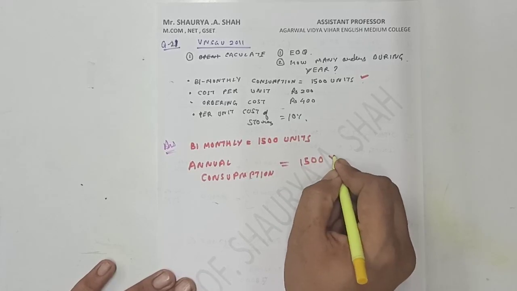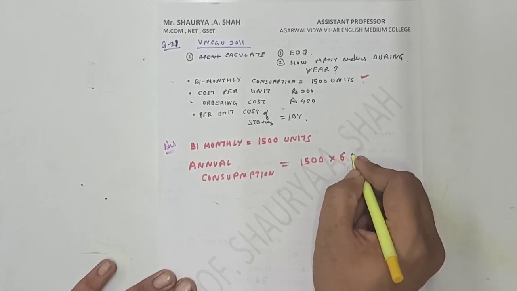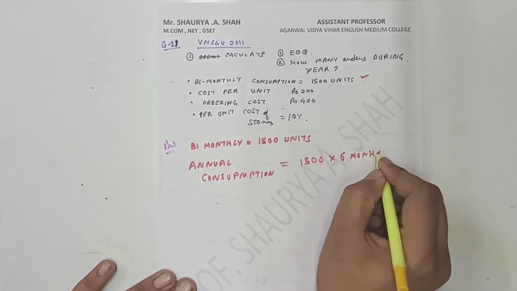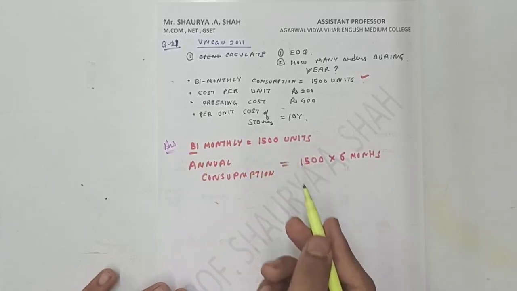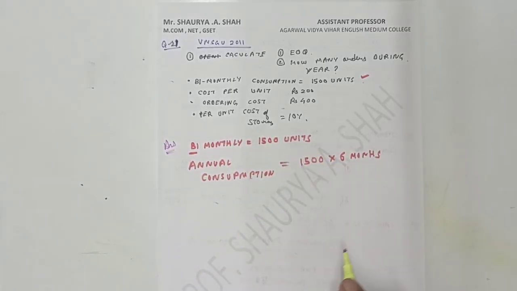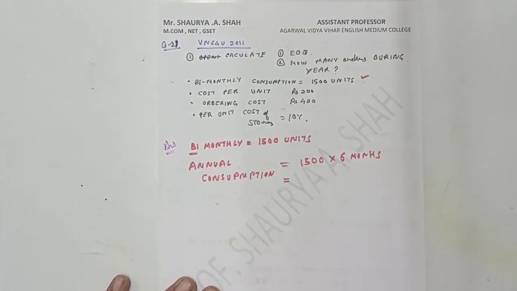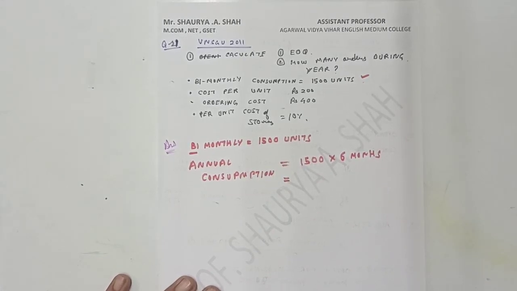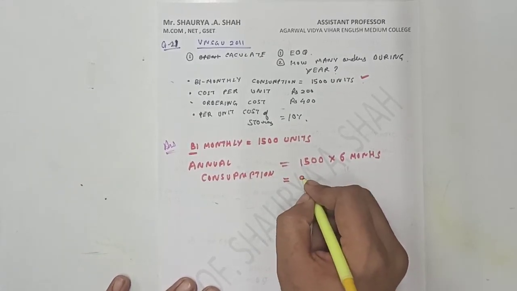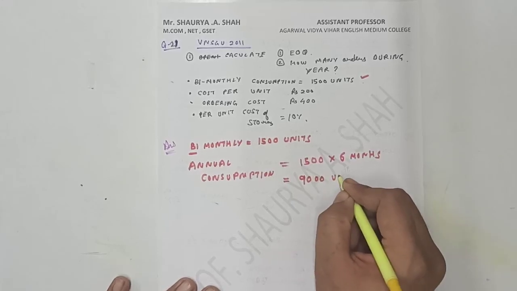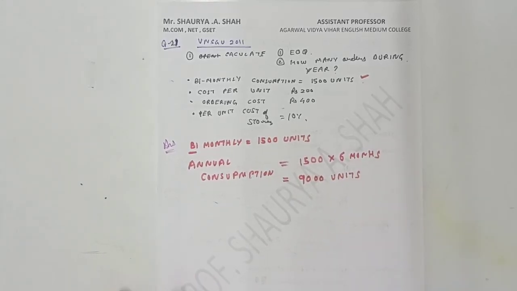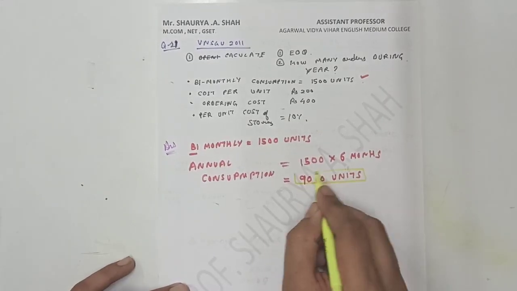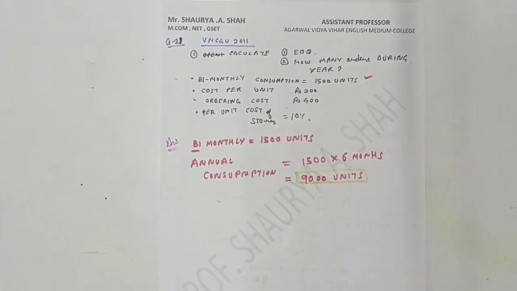Not at all. It is 1500 units into 6 months, right? Why? Because it is bi-monthly. So for 2 months if it is 1500 units, for 12 months it will be how much? That can also be done, or otherwise genius people directly multiply this 1500 with 6 months, right? And I suppose everyone is genius in the class. So 9000 units is my annual consumption, which is required for your calculation of your EOQ. Hope it is clear to each and every student.